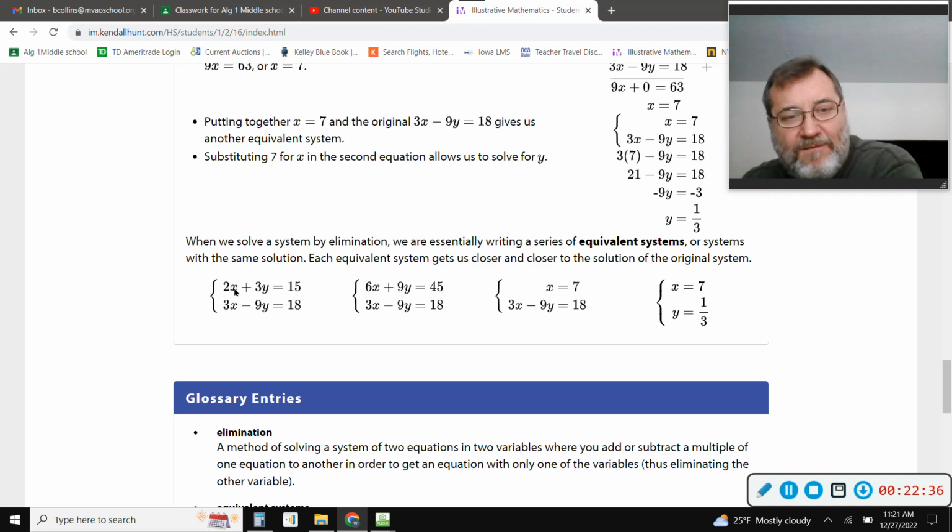What's 2 times 7? 14. What's 1/3 times 3? 1. 14 plus 1 is 15. 3 times 7 is 21, minus 9 times 1/3, which is 3. So 21 minus 3 is 18. And if you try these other two, it'll come out the exact same way.